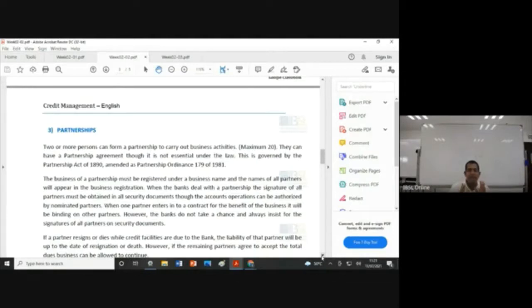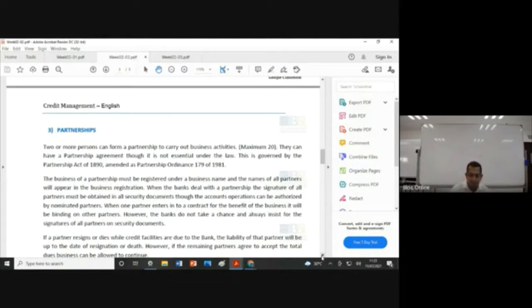However, banks don't take any chance. For all documents, we take the signature of all the partners. The law says even if one partner goes and borrows on behalf of the business, the others are also liable. But we don't take a chance. We take the signature of everyone. Everyone in the business is liable personally. Remember, personally liable for the borrowings of the partnership.